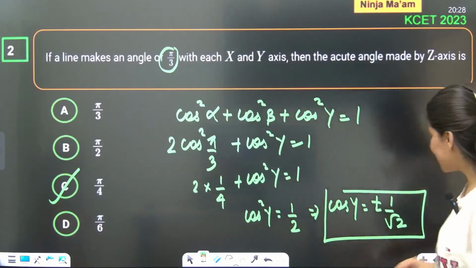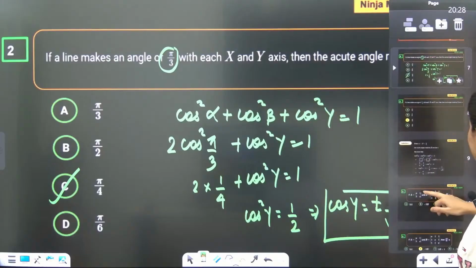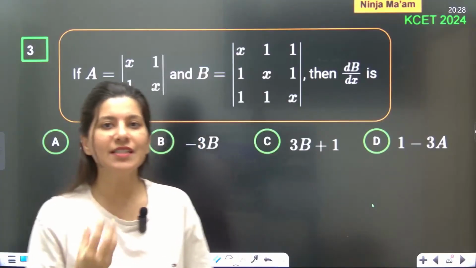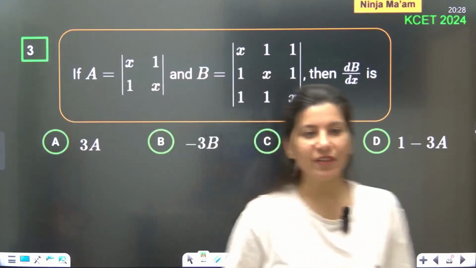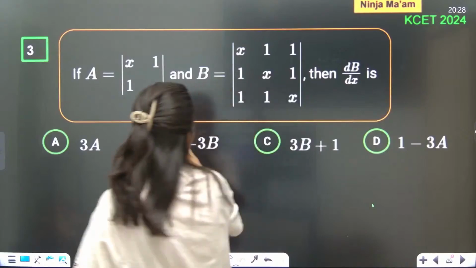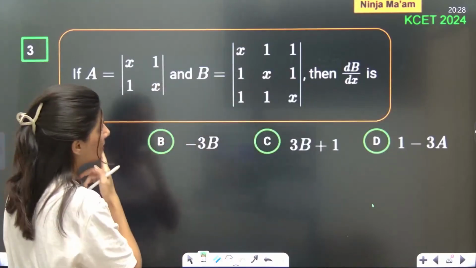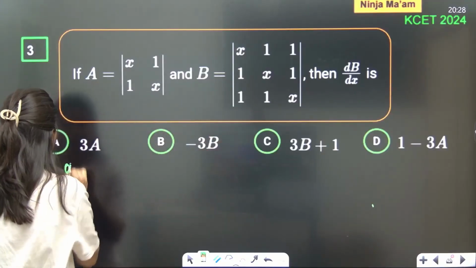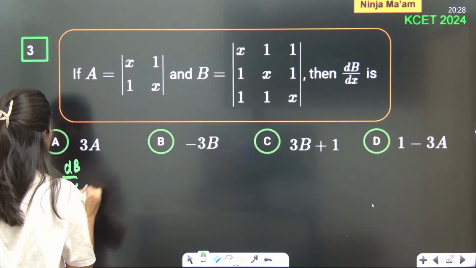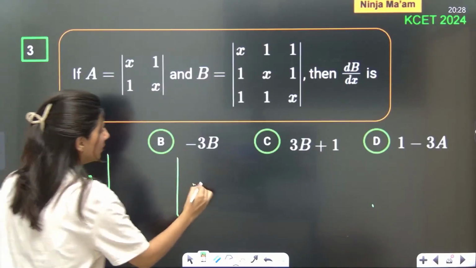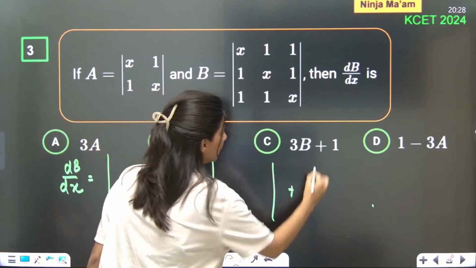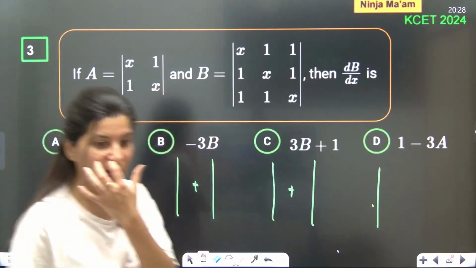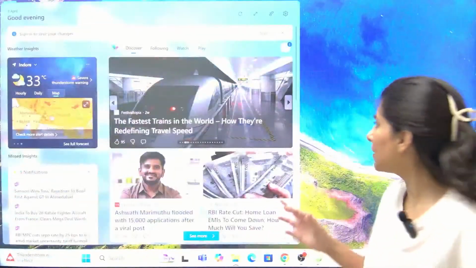Clear. Next question, without wasting any time, is from determinants, specifically from differentiation of determinants. So if A is given as this, can you see that this is your A. They are talking about dB by dx. So dB by dx, we need to differentiate. How do you differentiate a determinant? Do you know? Are you aware about the process? Are you aware about the formula? So to differentiate any determinant, what happens?